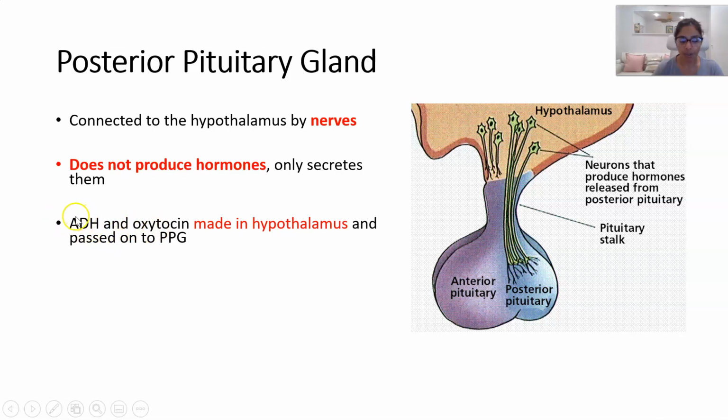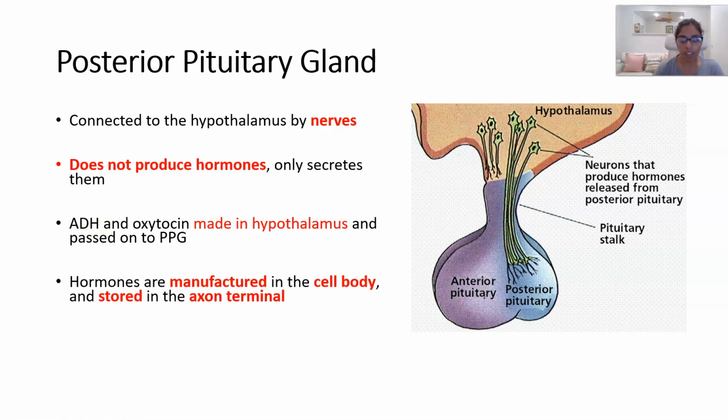Now, ADH, you learned about that in year 11 and its role in water reabsorption in the kidneys. The other name for antidiuretic hormone is vasopressin, and that's mentioned in your textbook, and you may use those terms interchangeably, but if you're happy calling it antidiuretic hormone, that's fine.